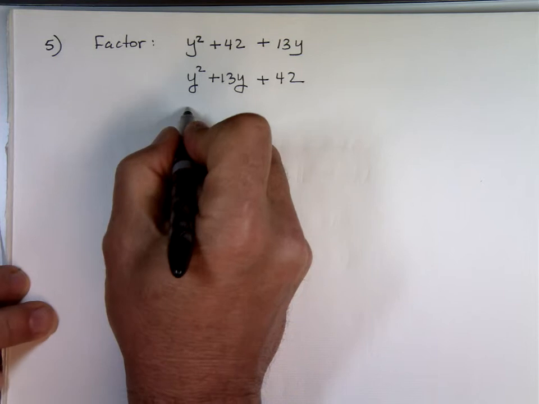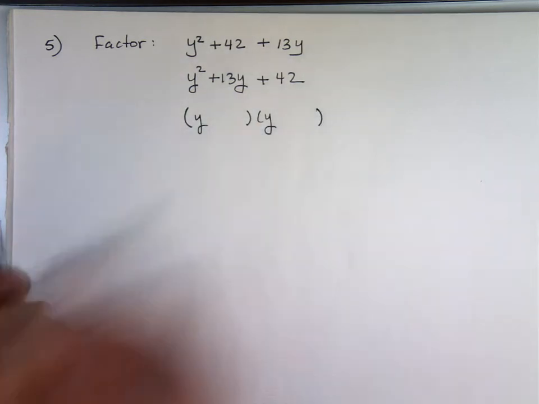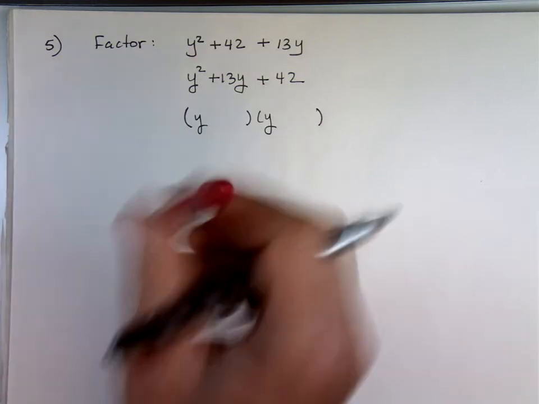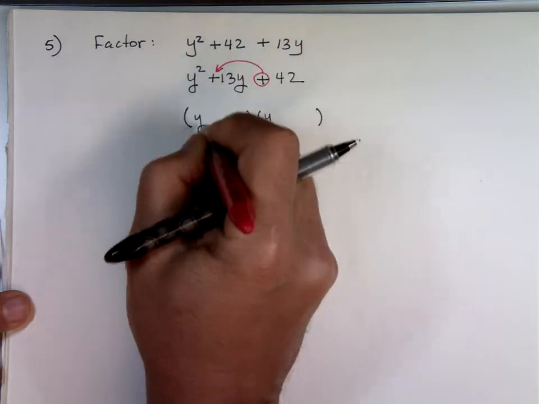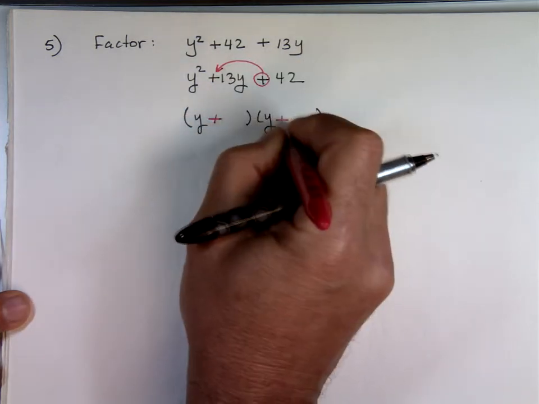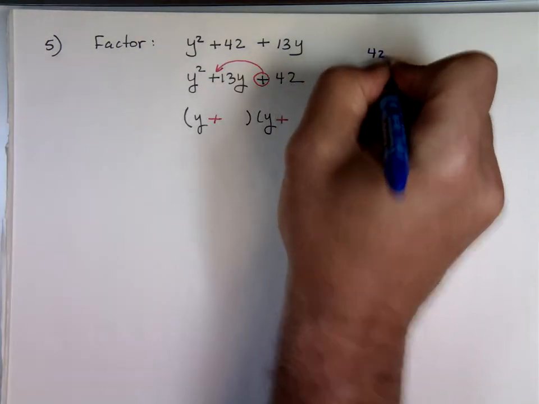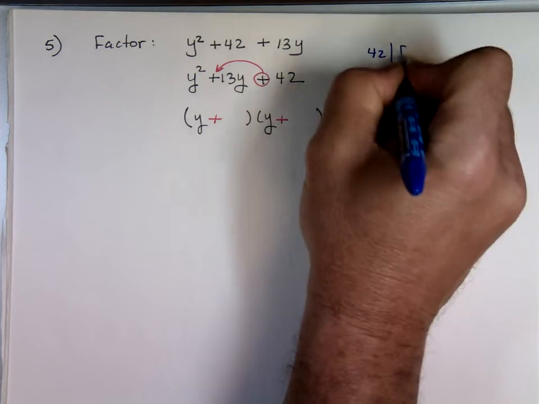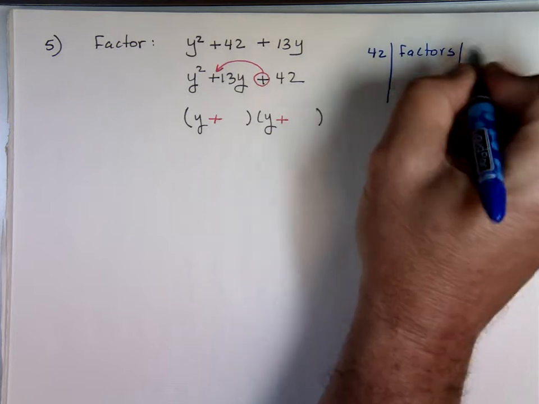So the y squared can be broken down to y and y. This is positive. That tells me both signs are the same as this. They're both going to be positive. And now we just need to figure out what the two numbers here are, if possible. It might be a prime too. So let's take the 42, and let me write the factors of 42 and their sum.